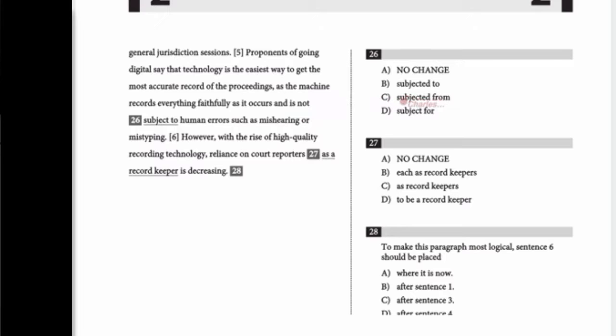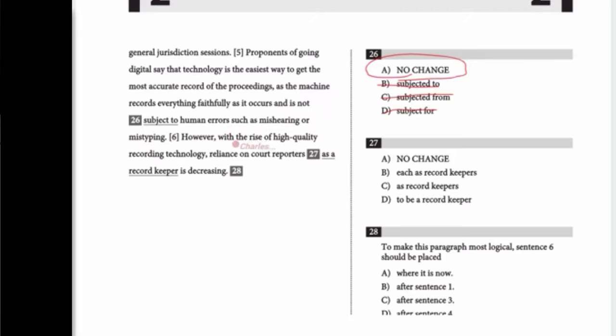Is it subjected to? No. No, the machine is not subjected to human error. It's not like human errors are beating the machine over with a baseball bat. That's incorrect. Subjected from is the wrong idiom. Subject for, you don't get subject for human errors. It's not subject to, no change. The machine's not subject to human errors, which means it doesn't make the same mistakes.